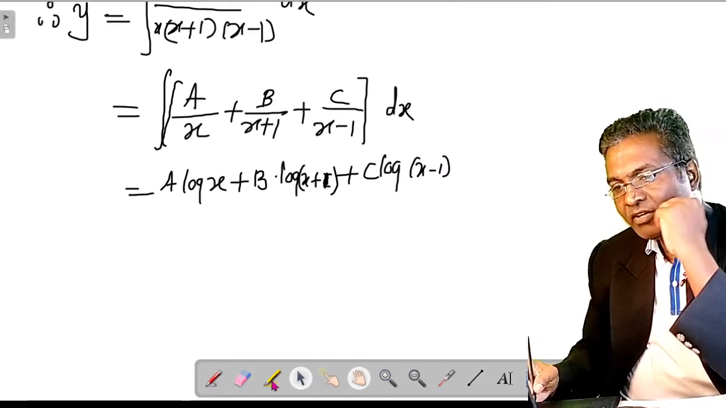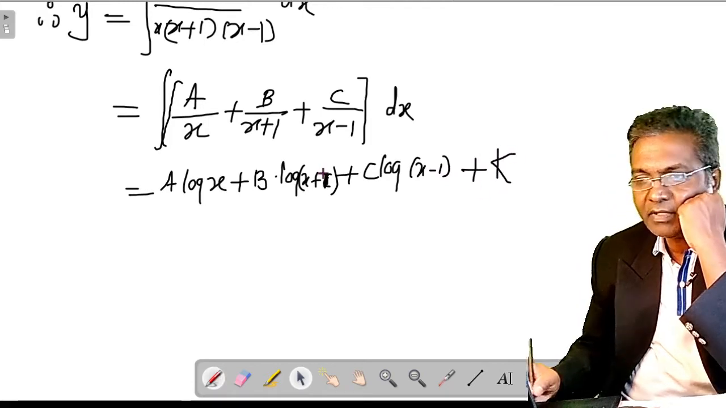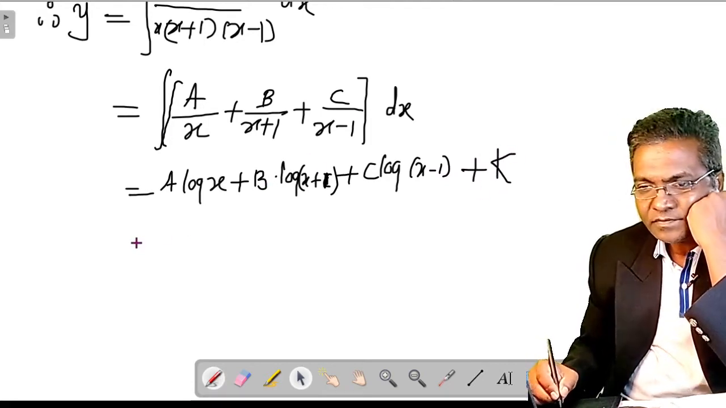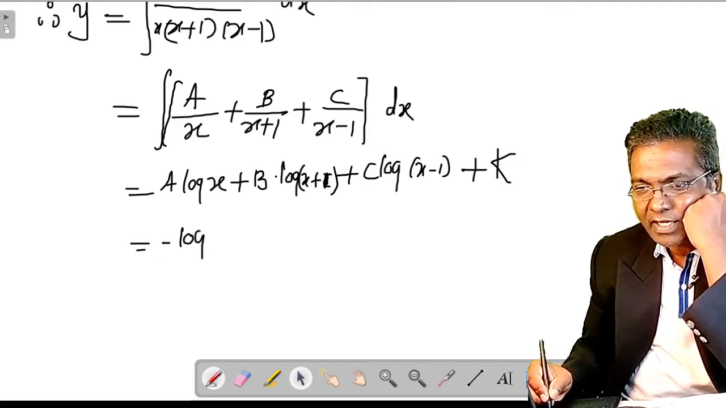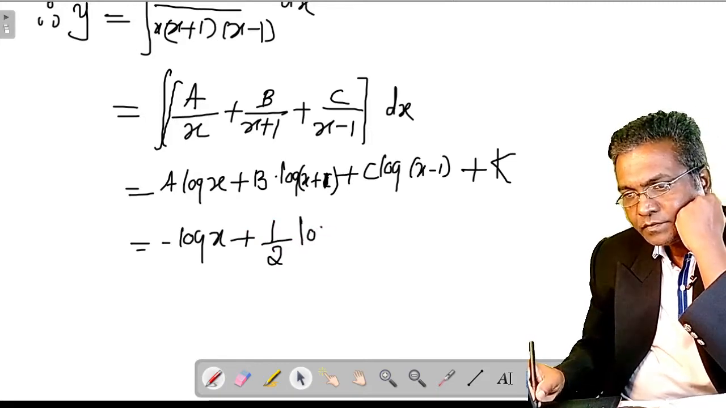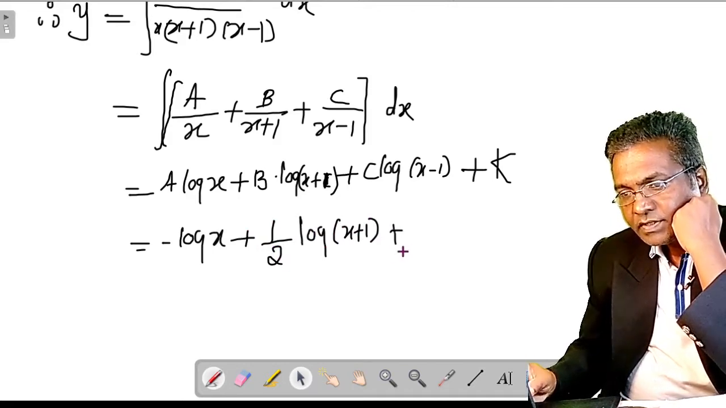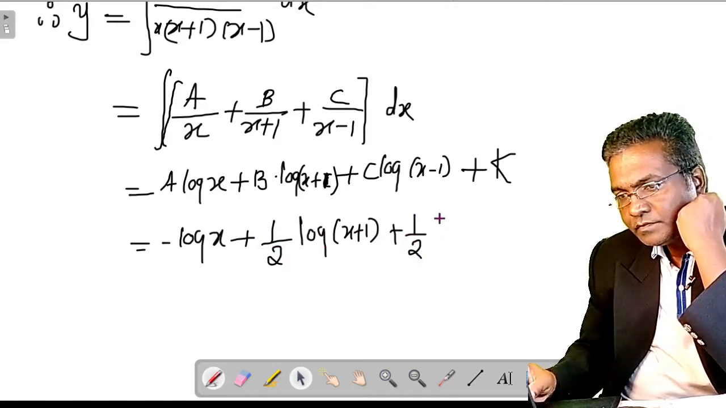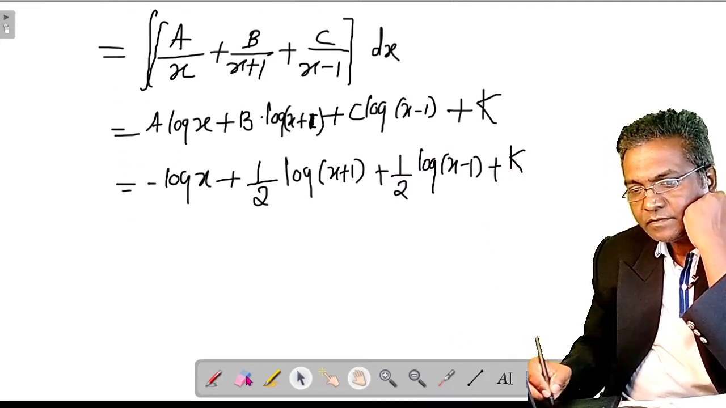And the constant of integration I can keep as k, because a, b, c are already taken. So a is minus 1, so I can write minus log x. B is 1 by 2, so log of x plus 1. C is also 1 by 2, log of x minus 1, plus constant k. This is your y.